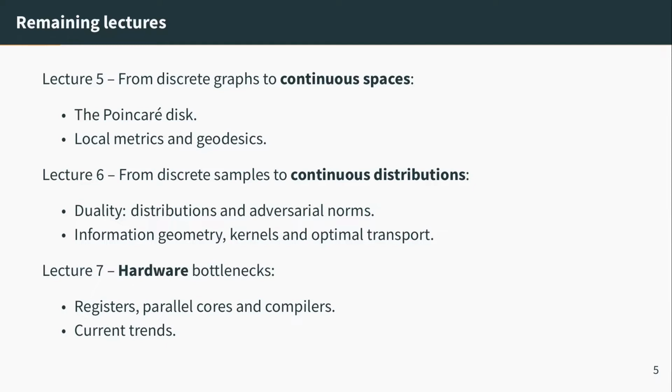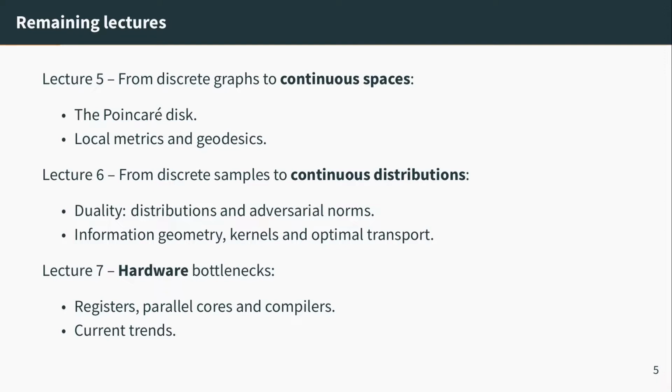Then next session, we're going to talk about this discrete to continuum travel, but more in the setting of probability distributions. So we're going to talk about what happens when you try to understand a very large discrete sample as a continuous distribution. We'll talk about the main insight that comes from the 1950s, this duality between distributions and continuous functions. Talk about what mathematicians call dual norms, but what people in machine learning now call adversarial games or adversarial norms.